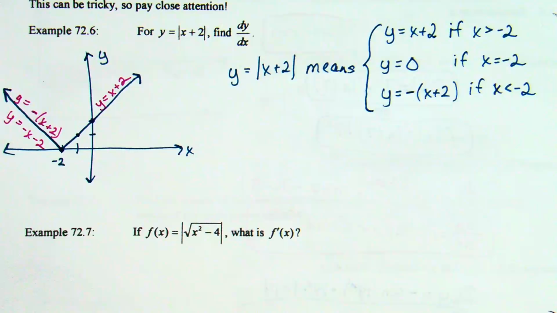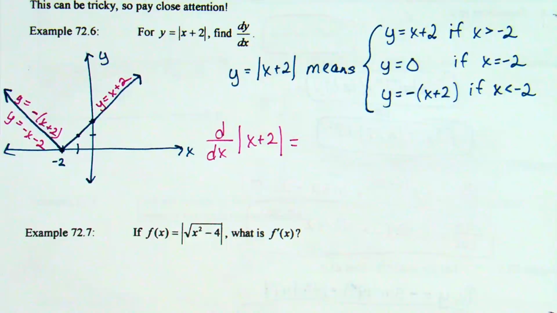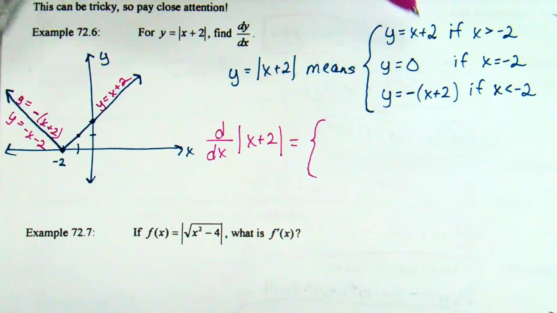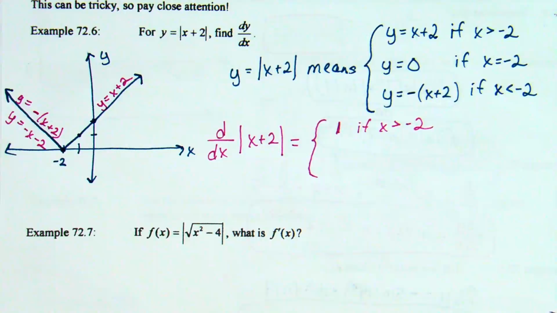Okay? So let's see, the derivative. I'm going to say d/dx of the absolute value of x plus 2. This is what we use when we say take the derivative of something, is equal to, well, what is the derivative of x plus 2? Derivative of y equals x plus 2? 1. And so the derivative of this absolute value function is 1 if x is greater than negative 2.